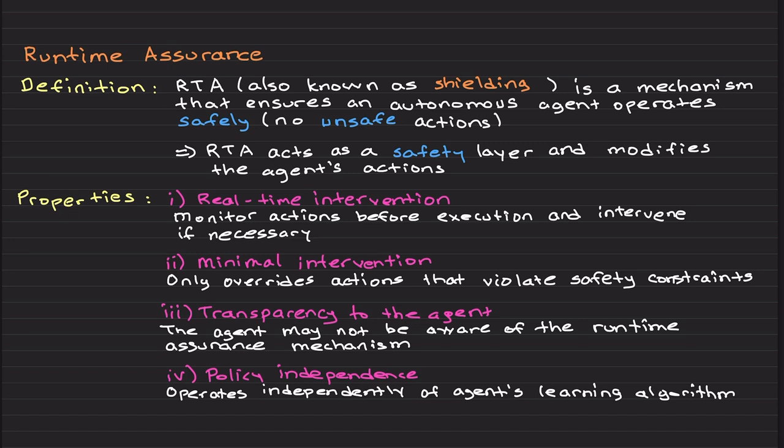Another property is that it is policy independent. Whether you are using Q-learning, SARSA, or another method, you name it, runtime assurance operates independently of the agent's learning algorithm. All right, if you are driving a new car, there is another runtime assurance mechanism, like lane holding: if for some reason you are about to switch lanes without a signal, the vehicle prevents you from doing so.